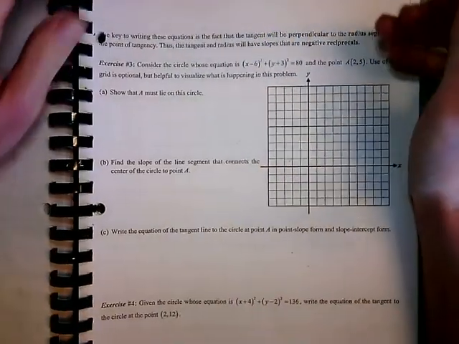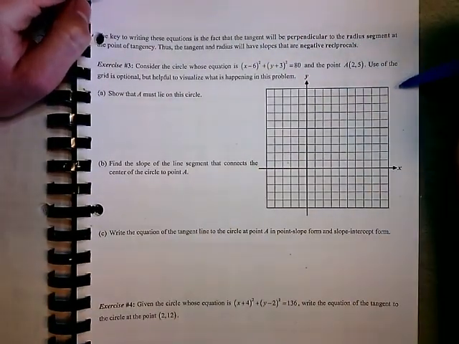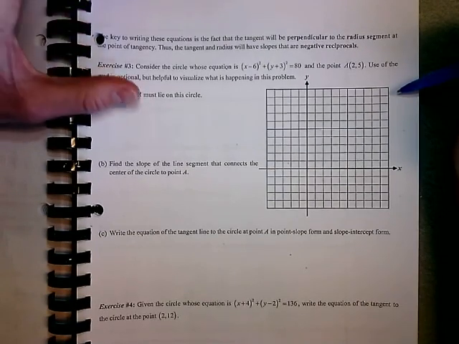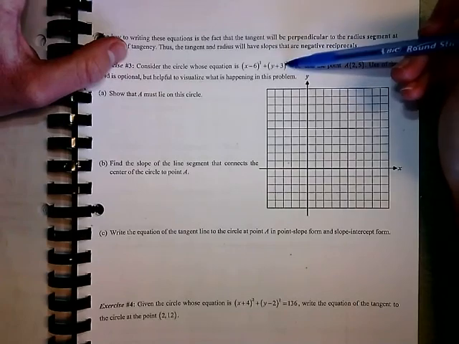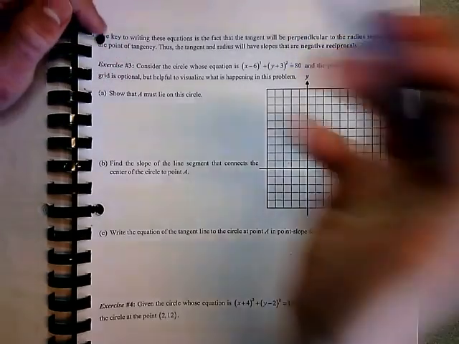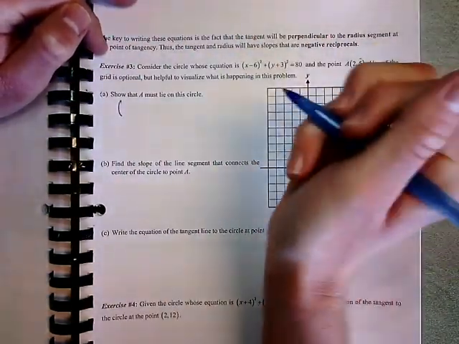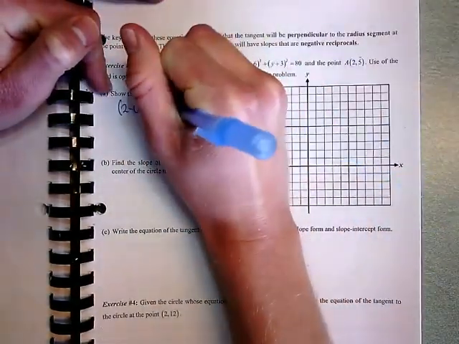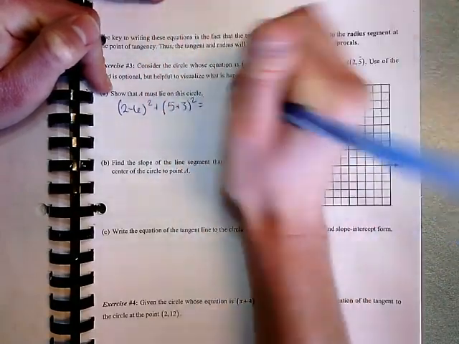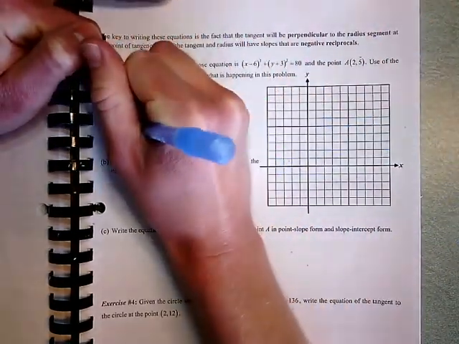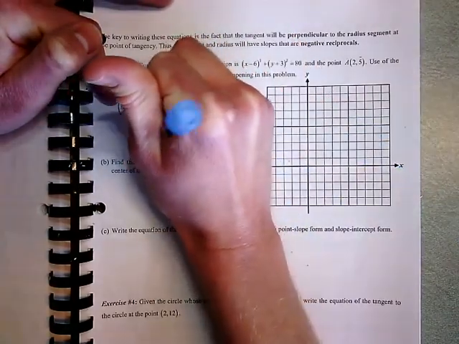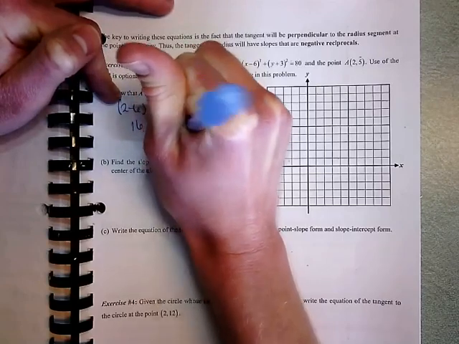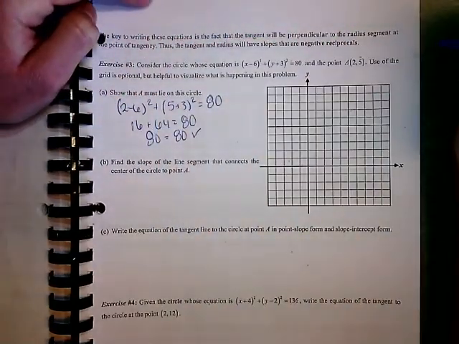All right, so consider the circle whose equation is this and 0.25. Show that A must lie on the circle. If it's on the circle, if we plug this point into this equation, then the left side is going to equal the right side. So let's plug this in. 2 minus 6 squared plus 5 plus 3 squared is equal to 80. So this is 16 plus 64. So 80 is equal to 80.